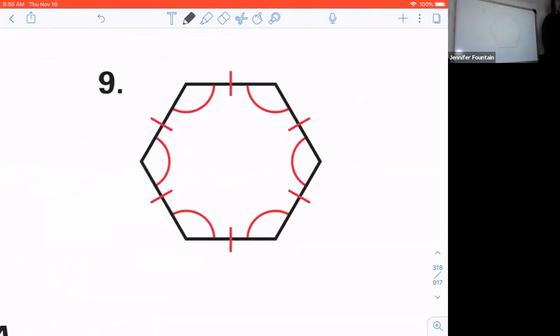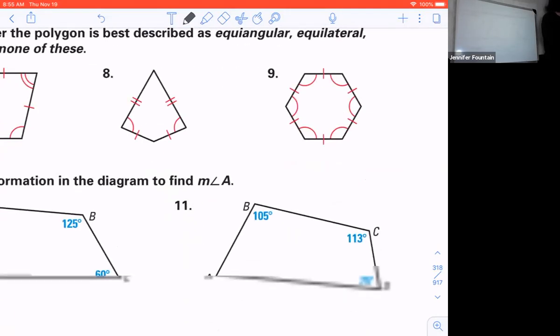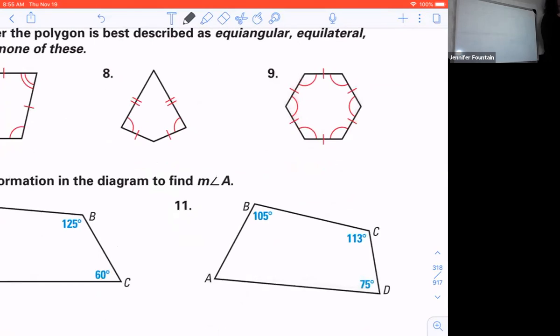Okay, let's look at 9. This one's equiangular because every single angle is the same measure because it's marked by the same symbol. What do I know about the sides? They're all equal. So those are equilateral. What did we say we call a polygon that is equiangular and equilateral? A regular polygon. Good. So remember, pay close attention to your symbols. Think about what you know.